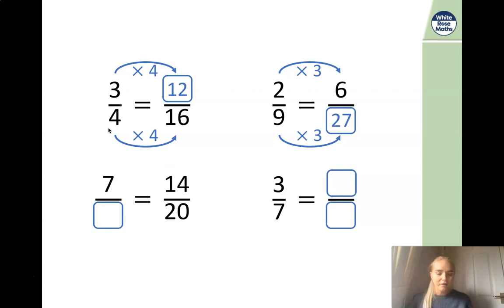On this one, we can see that how do we get from 14 back to 7? How many 7s are in 14? There are 2, so we are dividing by 2. So what is 20 divided by 2? That's right, it's 10, so it'll be 7/10.